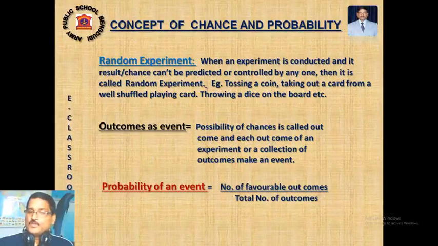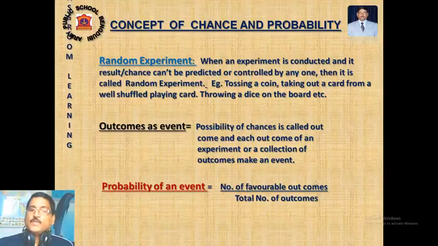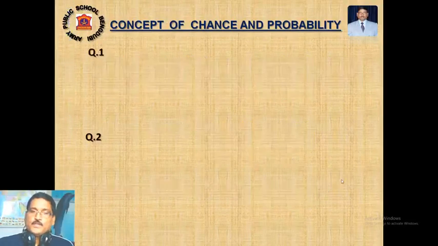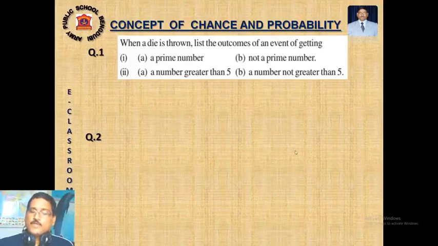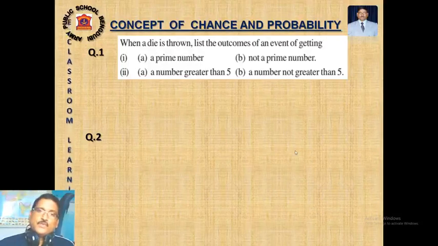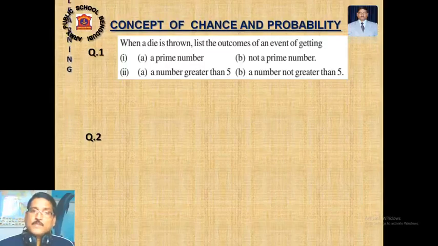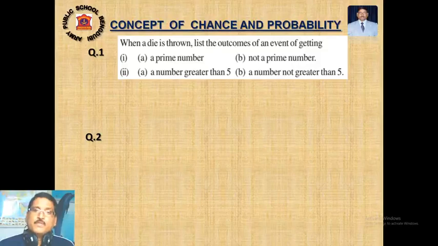It will be the denominator, and your liking will be on the numerator. Now say one die is thrown. List the outcomes of an event of getting a prime number. When you are throwing a die on the floor, what are the prime numbers on the die? It may be 2, it may be 3, it may be 5 on the top. So the outcomes are 2, 3, 5.